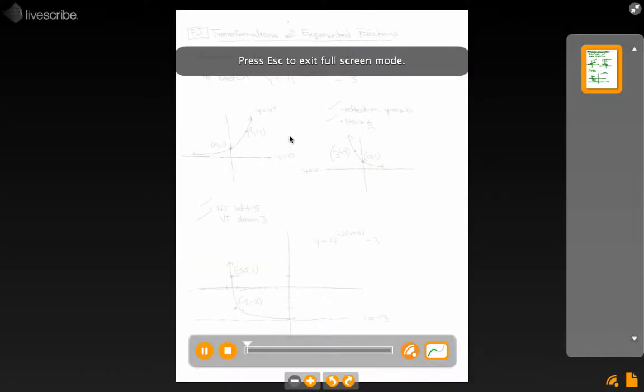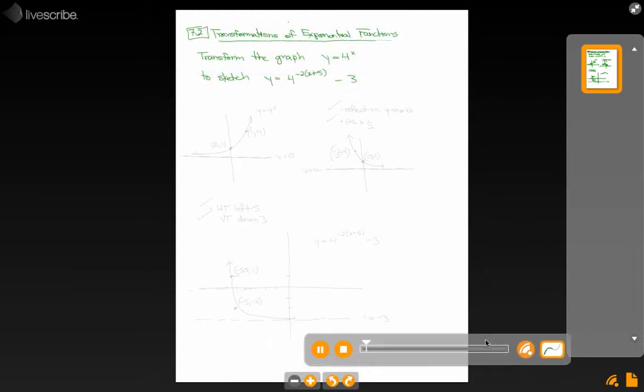This example comes out of section 7.2, transformations of exponential functions. So in this example, we're asked to transform the graph of y = 4^x to sketch this new transformed graph, which is y = 4^(-2(x+5)) - 3.